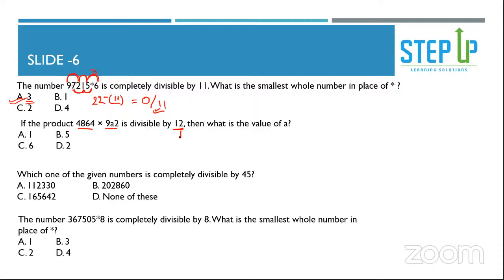Divisible by 12, what all numbers do we need to check? Like for 6, we need to check for 2 and 3, right? The divisibility rule of 2 and 3. For 12, we need to check 3 and 4. All right. We need to check 3 and 4.